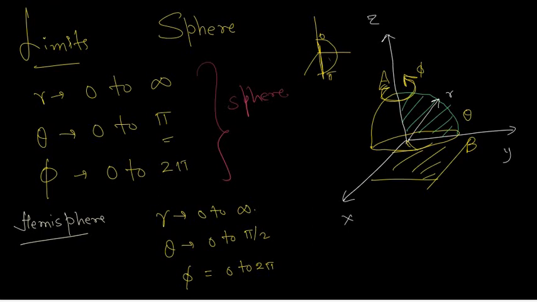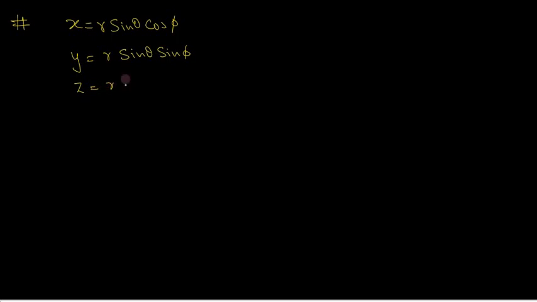So now I wish to write the general h1, h2, h3, du1, du2 and all this in this spherical coordinate system. So we have this transformation equation. x is equal to r sine theta cos phi. y is equal to r sine theta sine phi. Your z is equal to r cos theta.